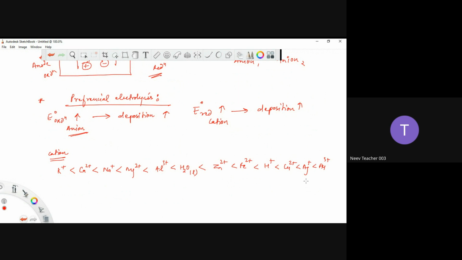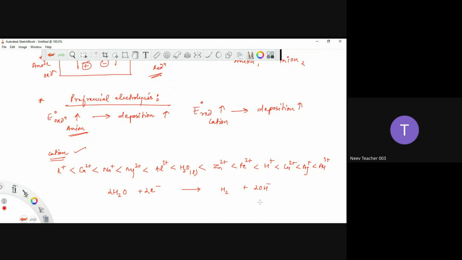One more thing I need to give you: always remember, at the cathode or anode, if water is there, don't think H plus will get reduced or OH minus will get oxidized. Always at the cathode and anode, water only gets oxidized or reduced. So at the cathode, H2O will be reduced. H2O will take the electron and form H2 gas and OH minus. So balance it out. This is how you're going to get it.